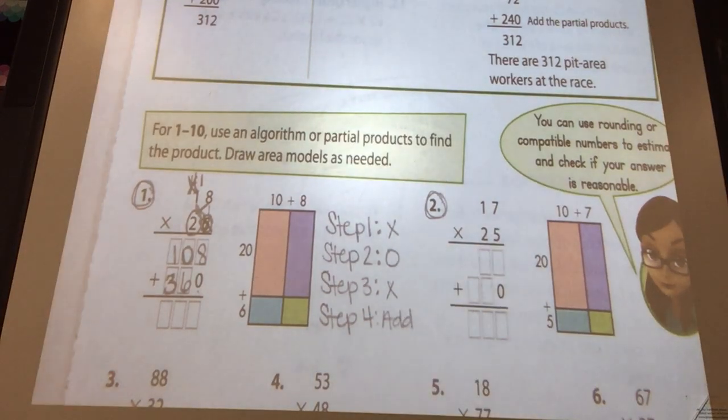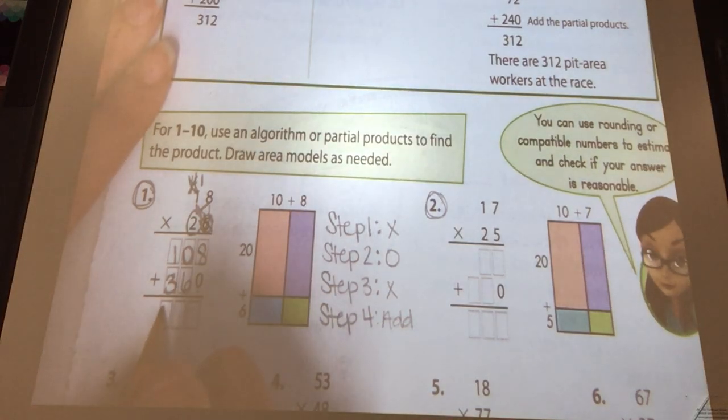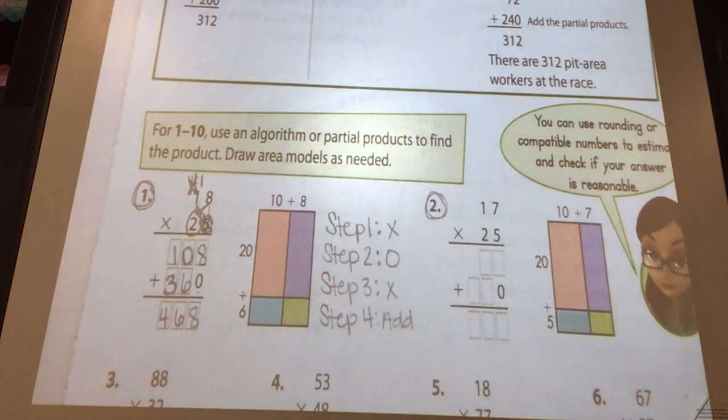Okay, when I walked around, I saw a lot of the correct answer. And Brayden, what is that correct answer? 468. 468. Okay? I'm very proud. You guys are really doing a good job. Keep it up. Okay? Number 2. Following those same steps. Number 2, Josie, what do I start with?